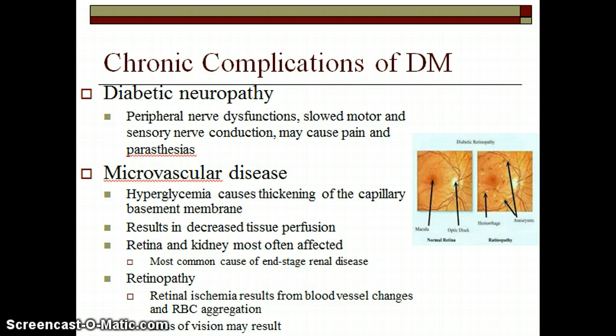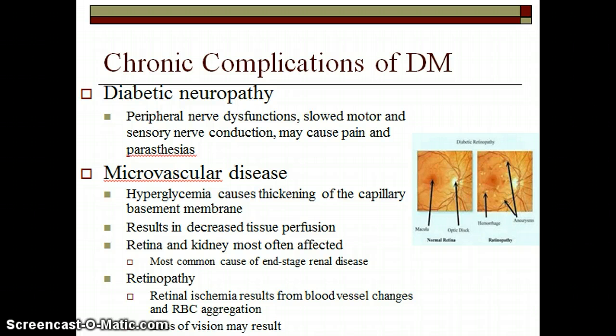Our eyes and the blood vessels in the eye are some of the tiniest that we have in our body, so especially the retina and the kidney, because our kidneys are very vascular. Remember, they do a lot of circulatory work for us, a lot of filtering of our blood. So in the United States, diabetes is our most common cause of end-stage renal disease.